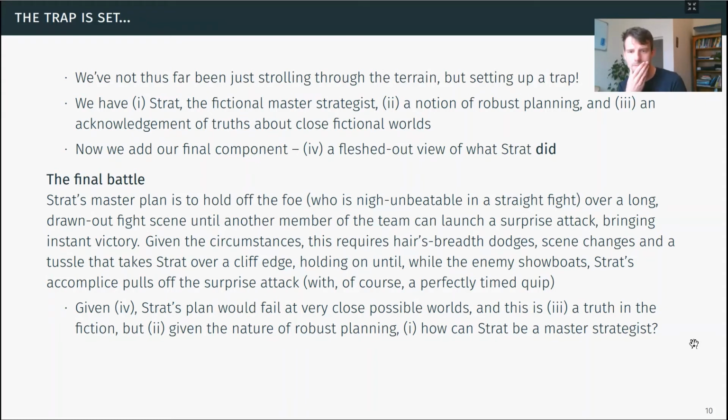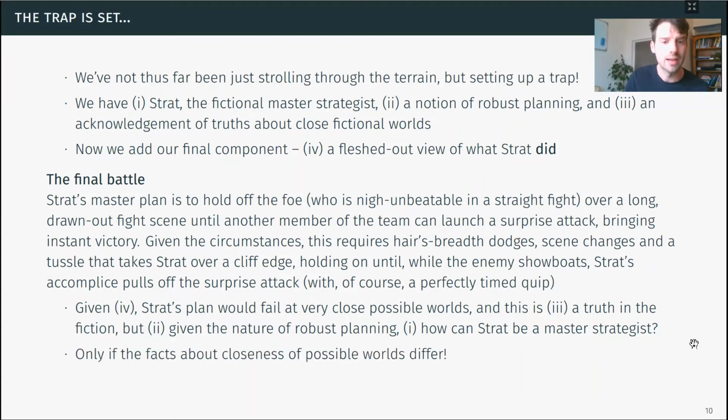But if that's a truth in the fiction, then, given the nature of robust planning as we've described it, given the close possible worlds that we are making judgments on, how can we say that Strat is a master strategist? It looks like we cannot say that, but it's something we've been directly told by the fiction. Well, there is a way that we can make this judgment. The only way that seems possible, given how we're talking about things, is for the fact about the closeness of possible worlds to differ in this fiction.